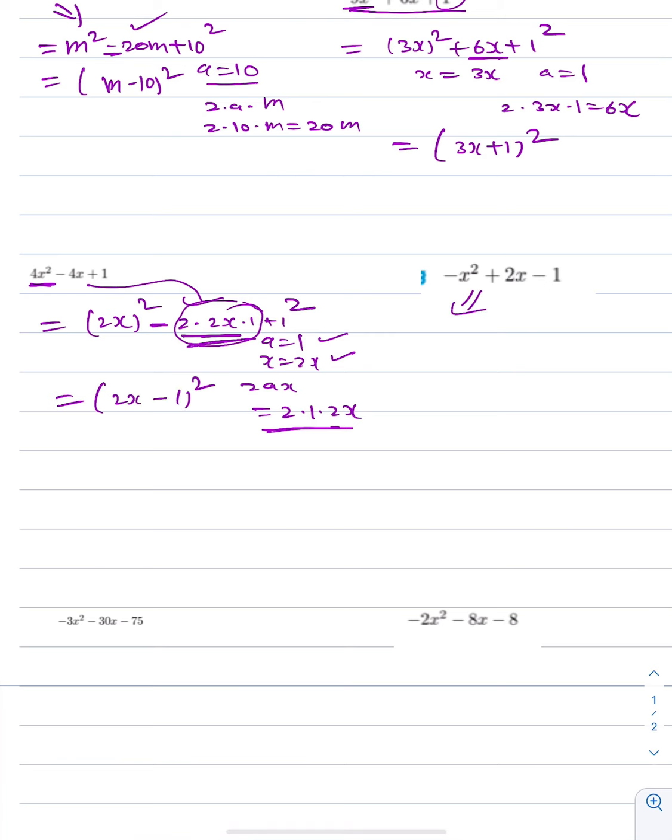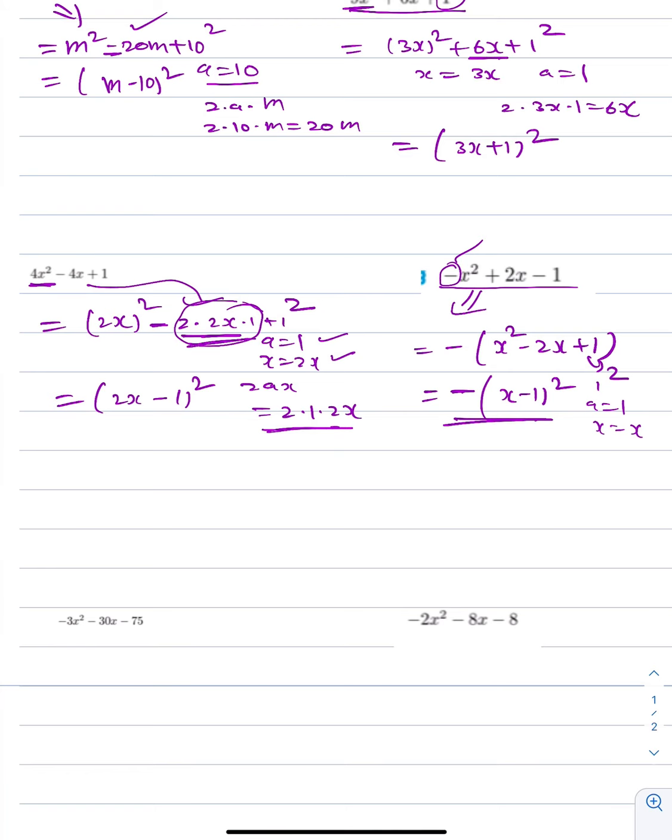Now in this case, as you know, in the formula for (x plus a) whole squared or (x minus a) whole squared, the squared term has to be positive, which means we need to take the negative common. So then you have x squared minus 2x plus 1. And now here you can see this is 1 squared and this is negative. So a is 1 and x is x. So this becomes (x minus 1) whole squared, and you have the negative outside in this case.